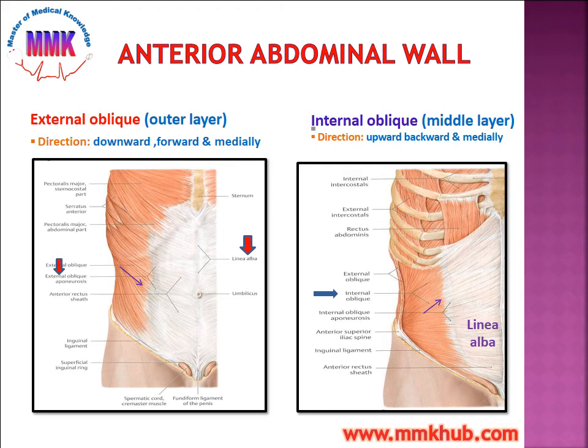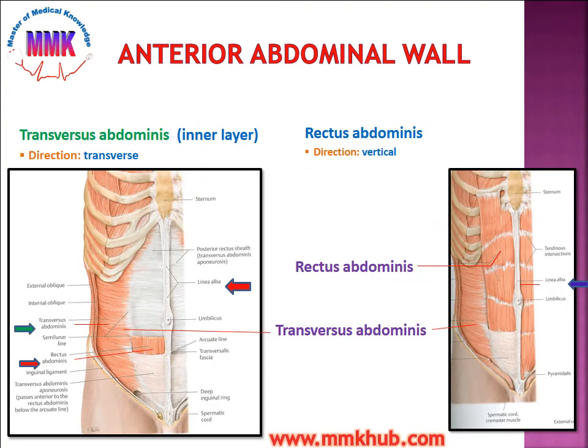This is another diagram showing the external oblique as the outer layer, internal oblique as the middle layer and transversus abdominis as the innermost layer. The fiber direction of the external oblique is downward, forward and medially, and in the case of the internal oblique it is upward, backward and medially. In transversus abdominis the fibers are transverse, and then the rectus abdominis, which is covered by the anterior and posterior rectus sheath, has vertical fibers.